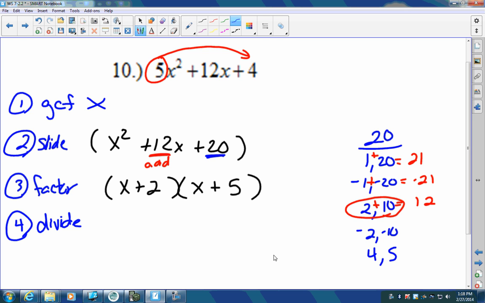Don't we divide? We got to divide by what we slid. What did we slide? We slid that 5. So you got to divide by 5. All right. 2 divided by 5. Is that it? Does that go in evenly? No. Yes, ma'am. Oh, thank you. It's 2 and 5.